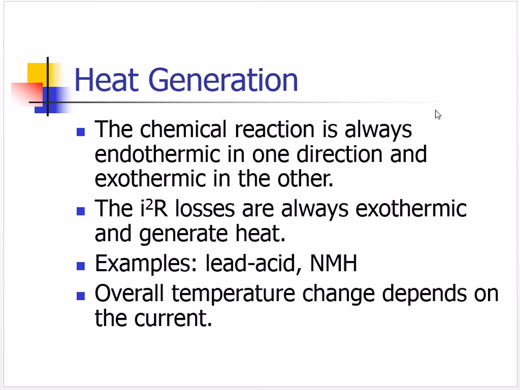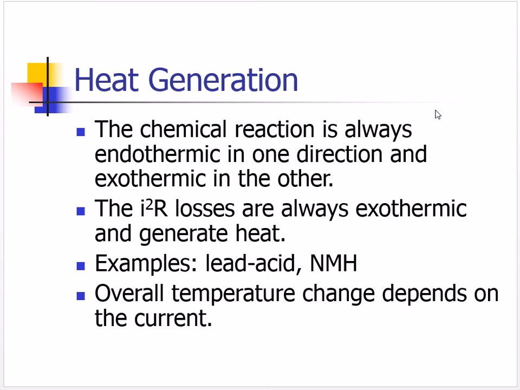So a couple of examples. For lead-acid batteries, when we discharge the battery, the chemical reaction is endothermic. So the chemical reaction part is actually absorbing heat. Now the I squared R losses, due to the internal resistance, adds heat.